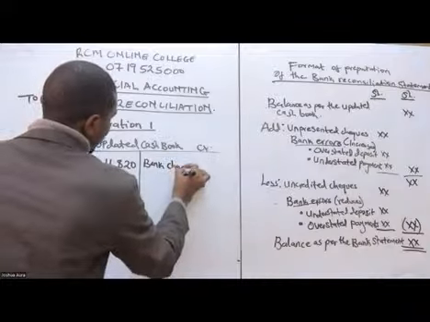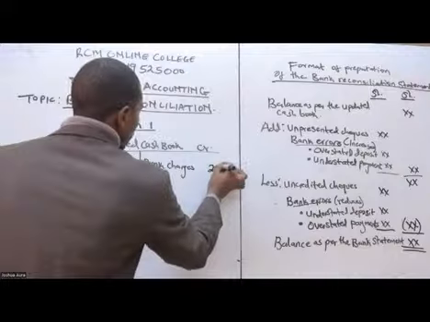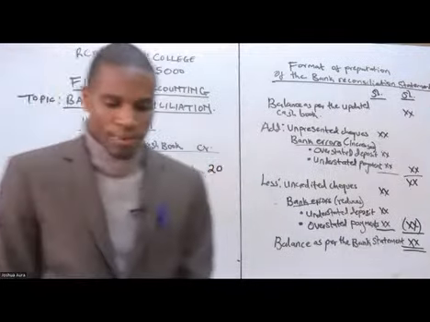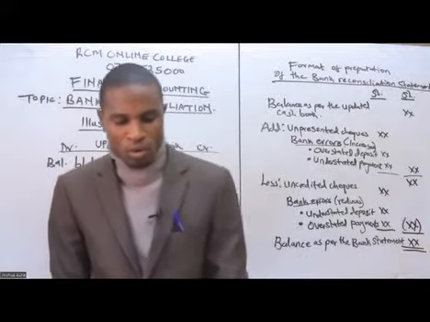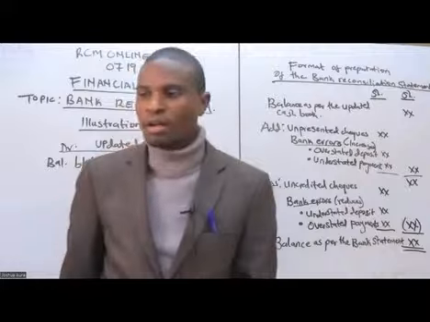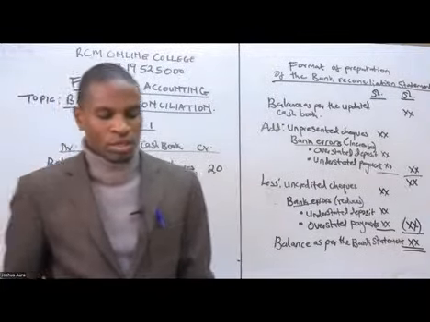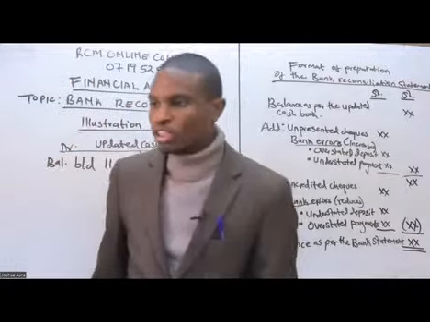Bank charges. This one goes out. It's a charge of 20. Then you can see we are told that there was a problem, an error of transposition. This transposition error from 1,200 to 2,100.